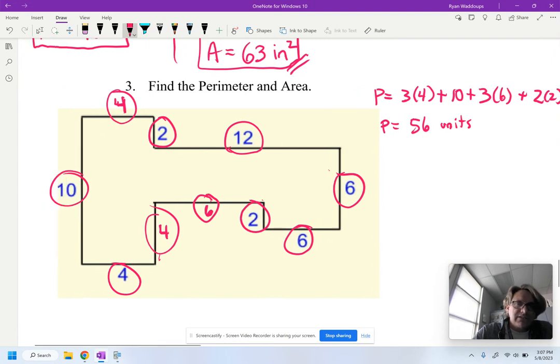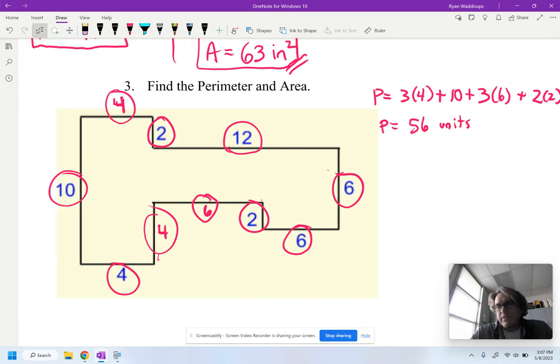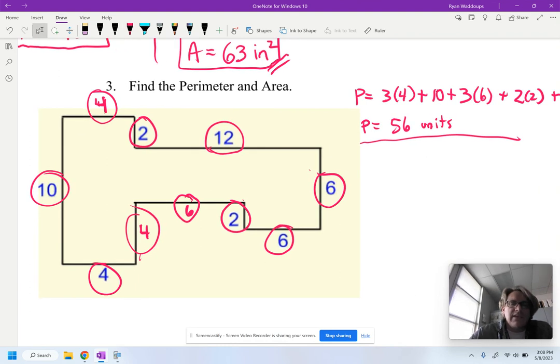We didn't get the units. Had it been inches, it would have been inches. If it was miles, it'd be miles. Whatever the unit of length was. If it was meters, it'd be meters. So we'll just put units. And now we're going to figure out what is the area of this thing.